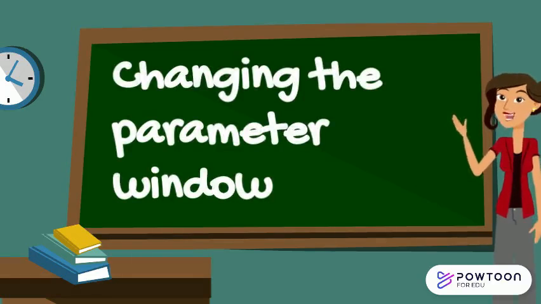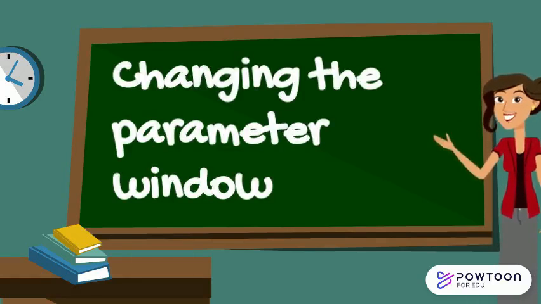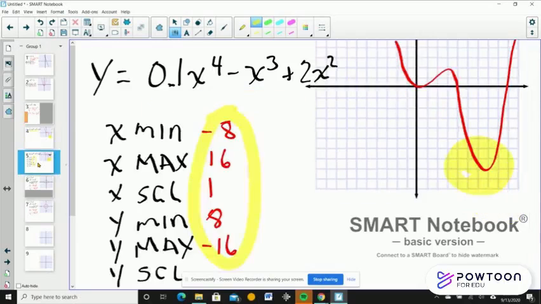Sometimes when you use your graphing calculator, you find out you need to change the parameters in your window on the graph. Now, some functions, when we graph them, such as this one, 1/10 x to the 4th minus x cubed plus 2x squared, when we graph it in our graphing calculators, we will find we don't always see every part of the graph that we would like to see. So we need to change our windows within the graph.